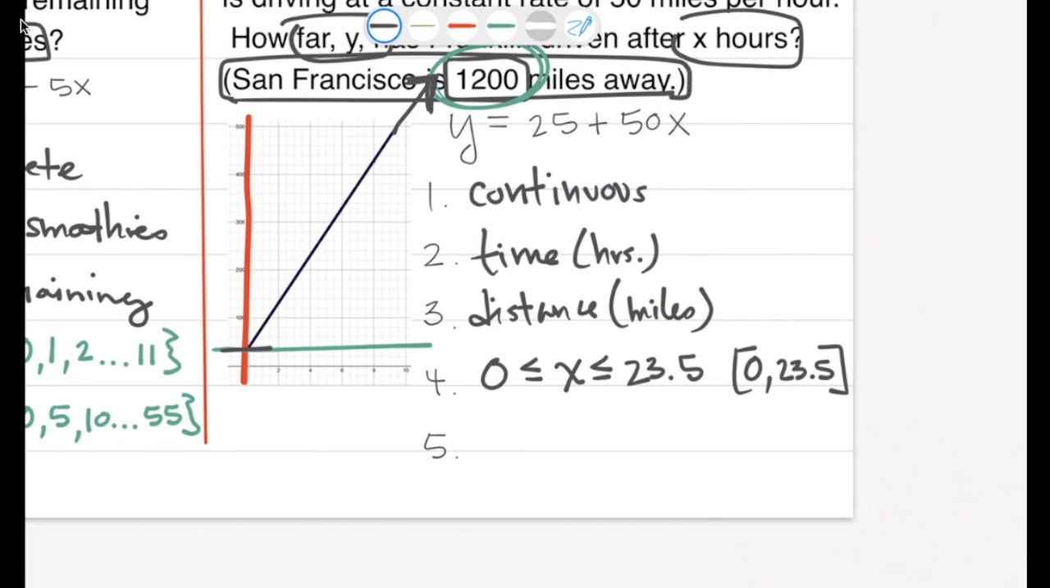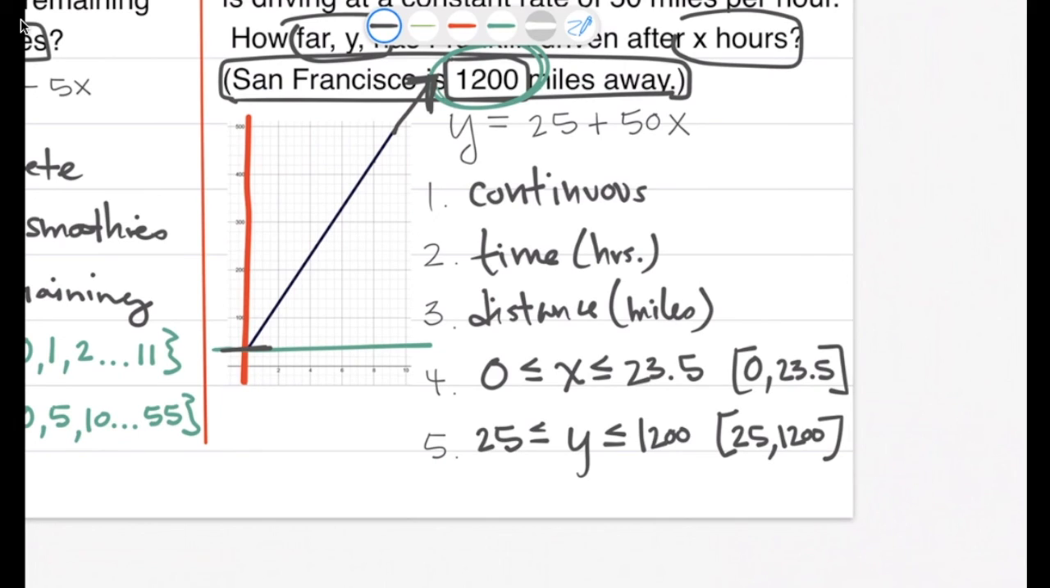So our lowest range value is how far he had driven at the beginning of the scenario, and he had already driven 25 miles. So 25 is less than or equal to y, which is less than or equal to the most miles he will drive, which is 1,200. And then in interval notation, we can say 25 for our smallest, it is included, and 1,200 for our largest, and it also is included.